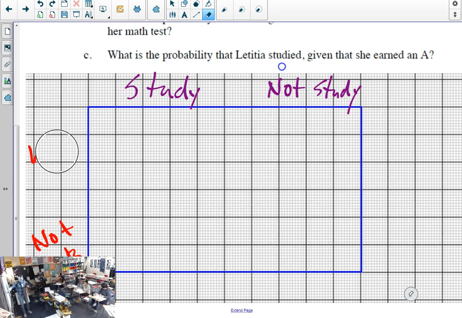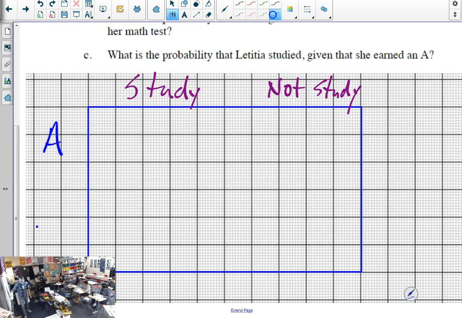Okay, so if I leave my study, no study, then what's the other thing? Well, not pass/fail. A or B. A or not A, right? I mean, you need to get an A on the test. Now, how do we determine the probability that she studies?